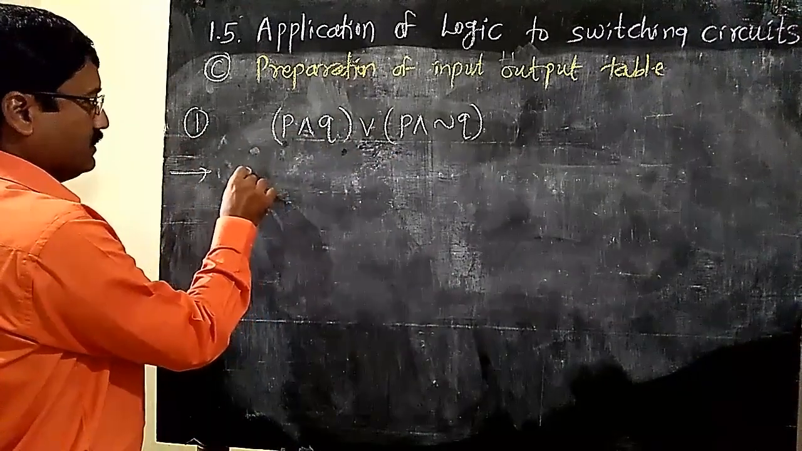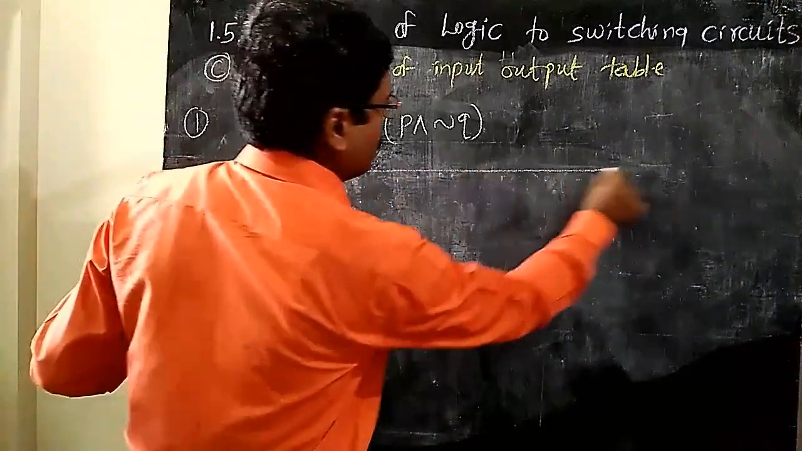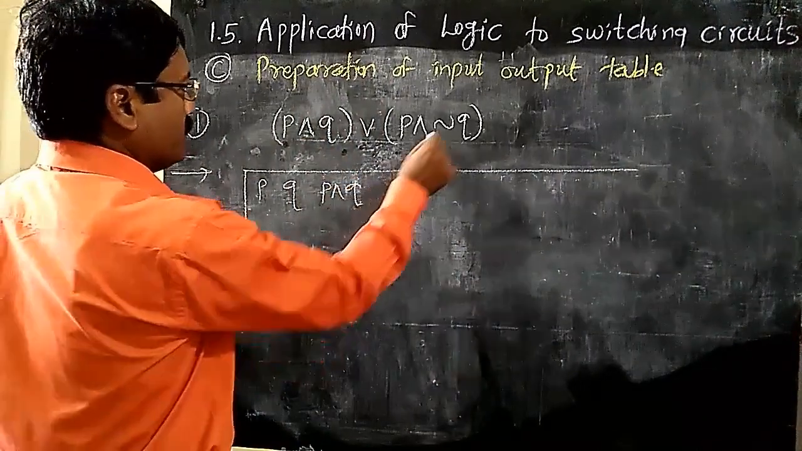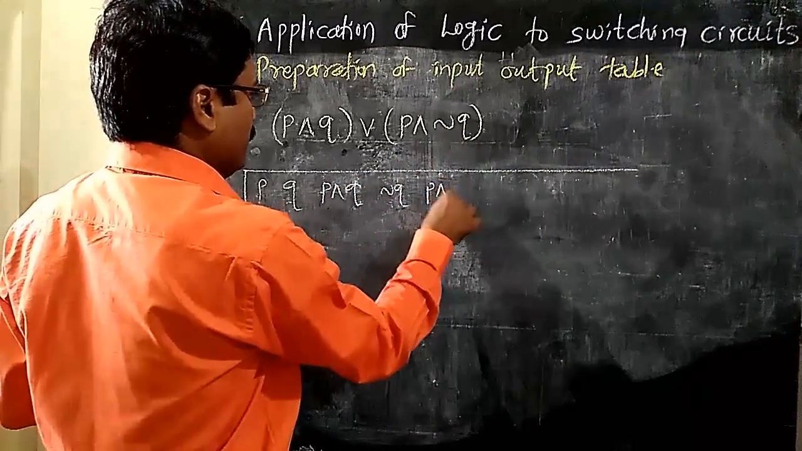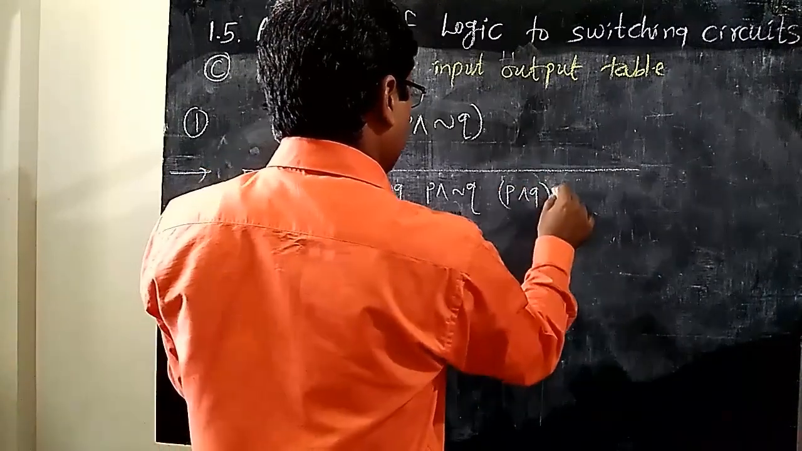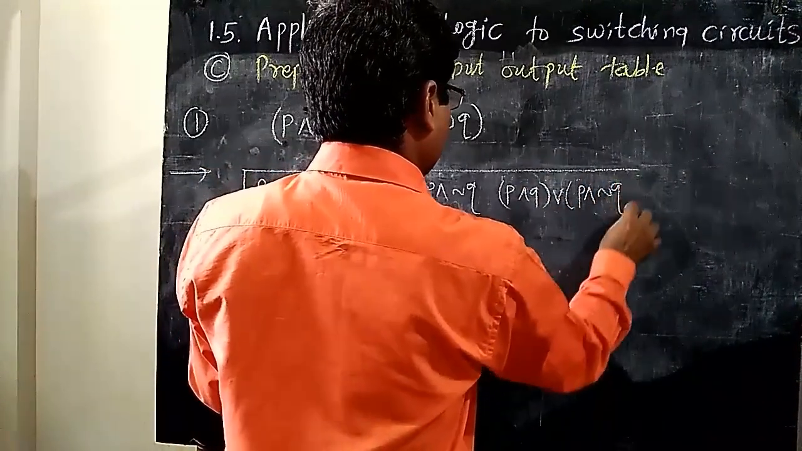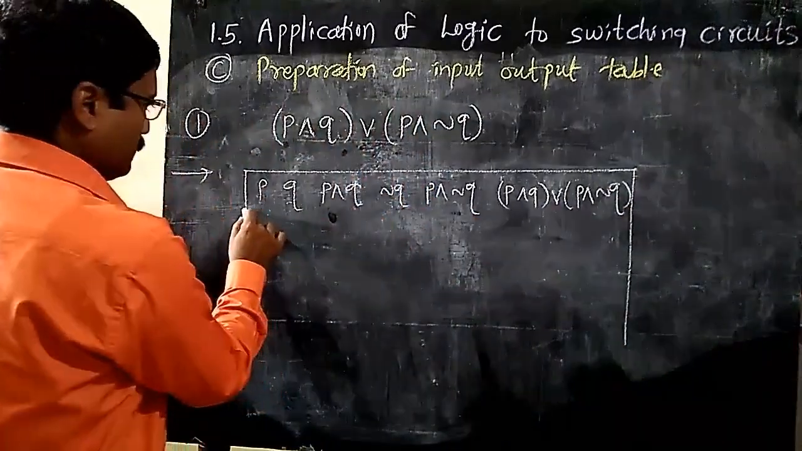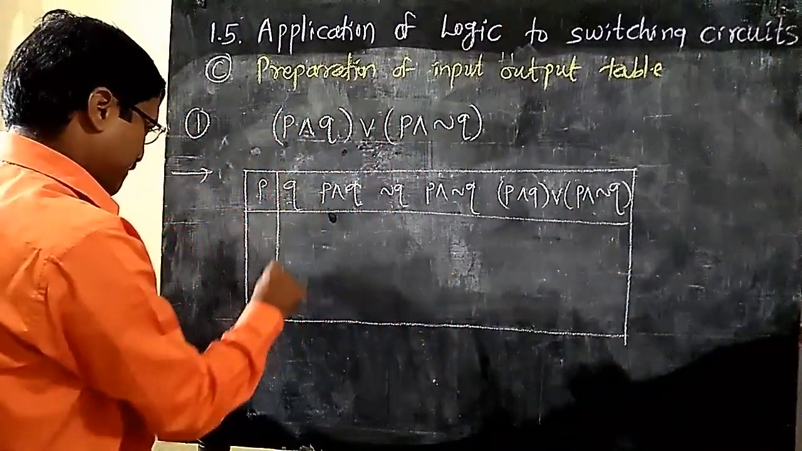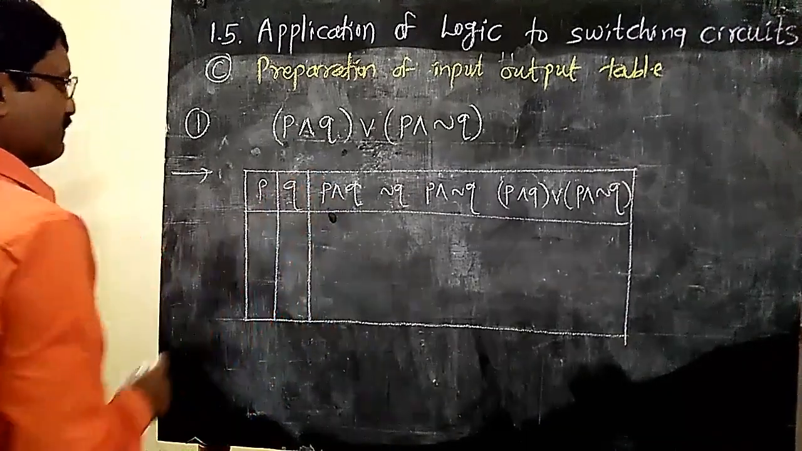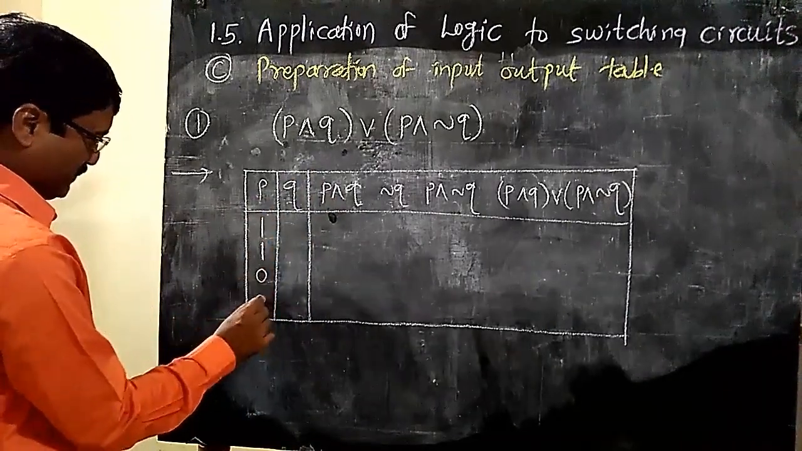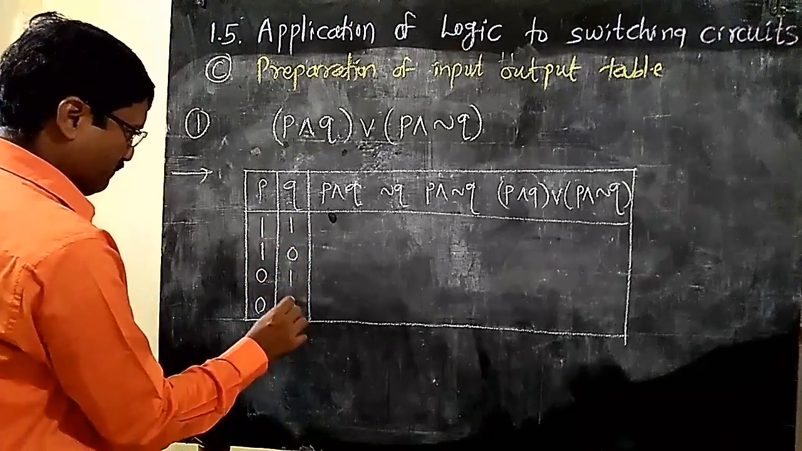Let us make the truth table. For that, we need statements P and Q: P, Q, then P and Q, then negation Q, then P and negation Q, and then the disjunction of these two, that is (P and Q) or (P and negation Q). You know the entries for these two statements P and Q in the input output table: they are 1 1 0 0 1 0 1 0.